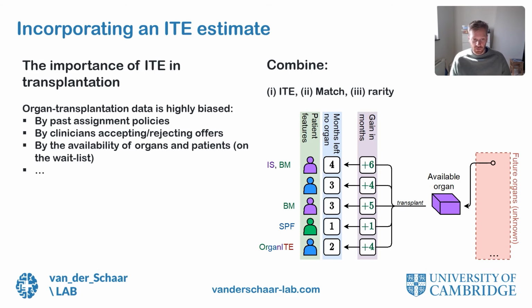This is because OrganITE combines the months left to live without an organ, that's very low, it's 2, the gain is 4, which is considerable, and they need a fairly rare organ because blue is only captured once in the figure on the right. We estimate this density.